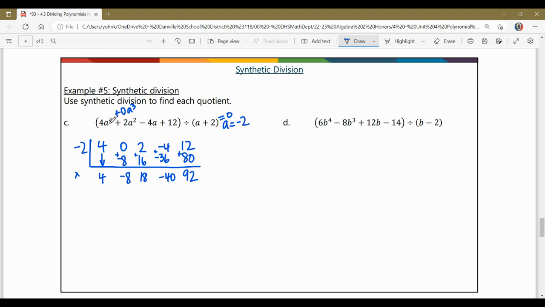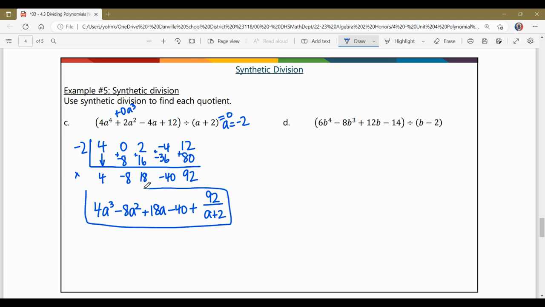Now my original problem started with a to the fourth. So my answer is going to start with a cubed. So 4a cubed minus 8a squared plus 18a minus 40 plus 92 over, and the quantity that you put in the denominator of the fraction is what you were dividing by initially, which is a plus 2. And there's your answer.